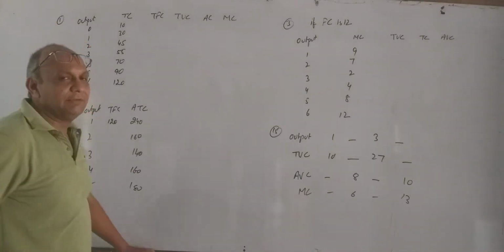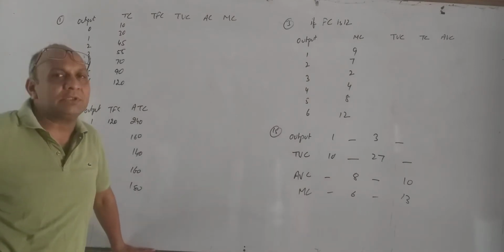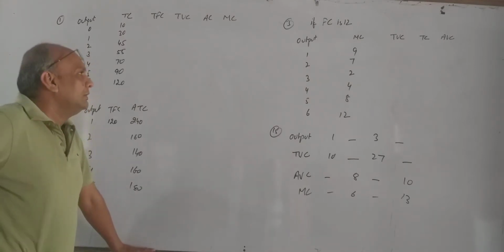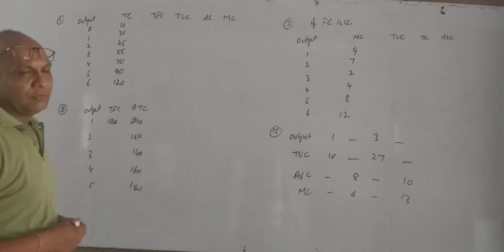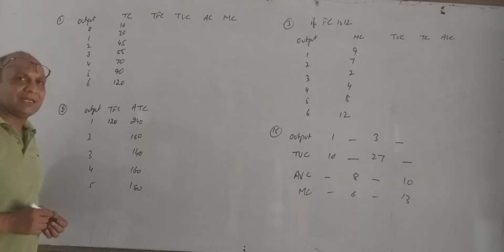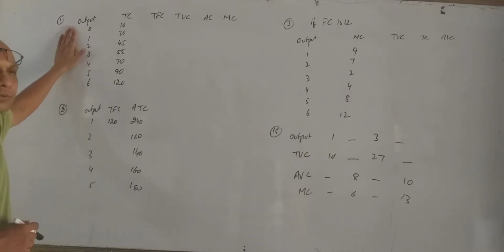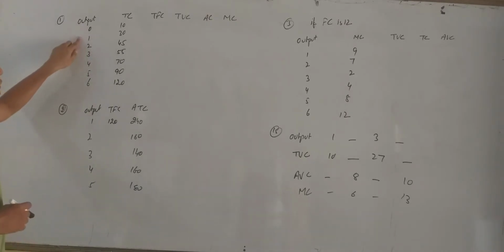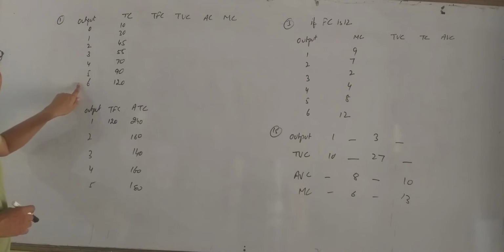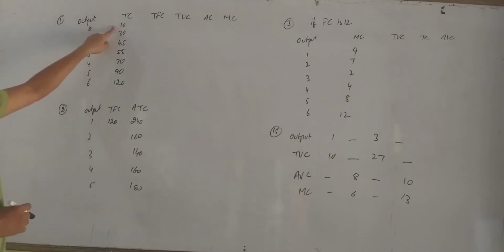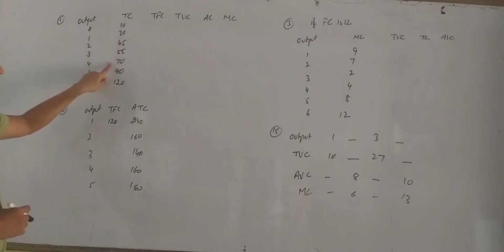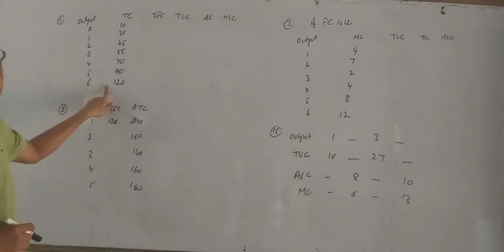Good morning, class 11, pure numericals of the chapter theory of cost. In exams, normally a 4 mark question is asked. First, we are taking from the book. We have given output 0, 1, 2, 3, 4, 5, 6. Total cost TC 10, 30, 45, 55, 70, 90 and 120.